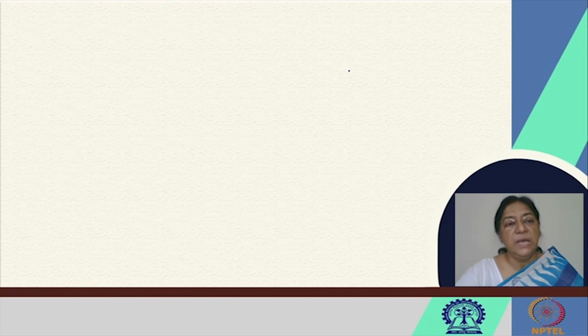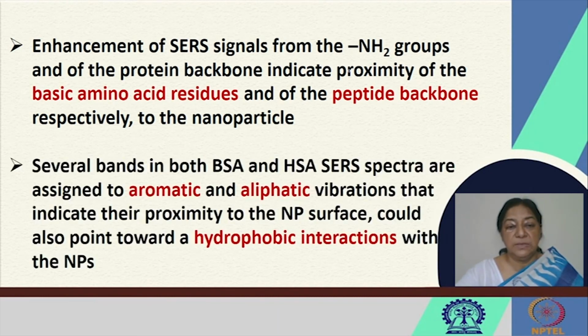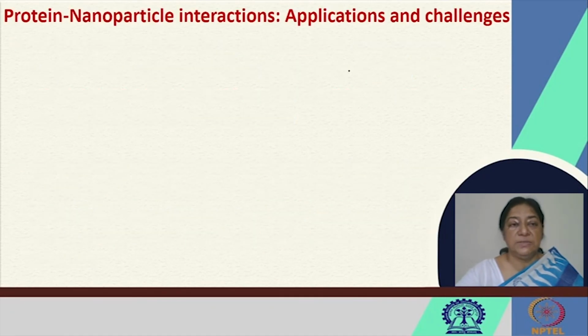If we look at the enhancement of the SERS signals from the NH2 groups and of the protein backbone, these indicate proximity of basic amino acids and of the peptide backbone to the nanoparticle. There are several bands in both BSA and HSA, that is bovine serum albumin and human serum albumin spectra, that can also be assigned to aromatic and aliphatic vibrations that indicate their proximity to the nanoparticle surface, which could also point toward hydrophobic interactions with the specific nanoparticles.